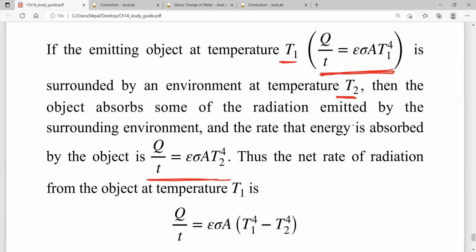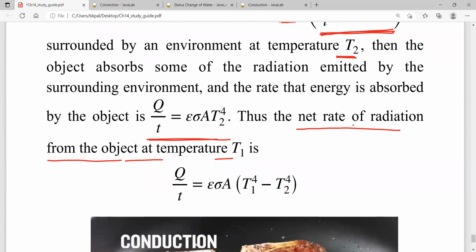Now we have two terms, one emitting term and another absorbing term. The net radiation from the emitting object, the first object that was at temperature T1, will be Q over T equal to epsilon sigma A, which are the same for both terms, times T1 to the power 4 minus T2 to the power 4. Again, make sure when you solve numerical problems, you convert T1 and T2 to Kelvin temperature.